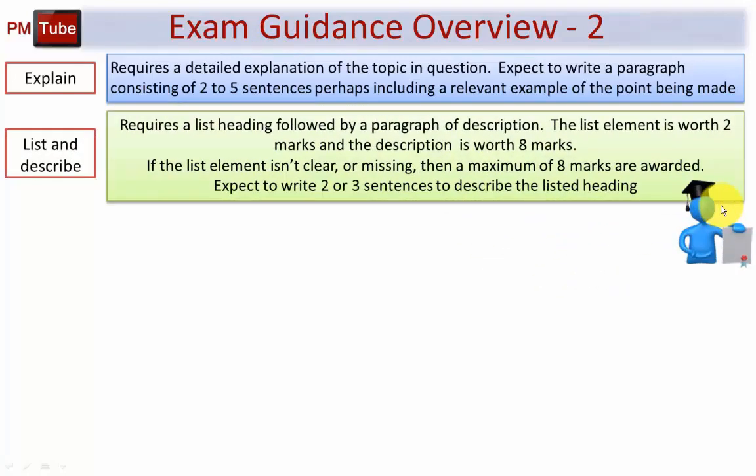You will see a question type called list and describe. What the examiner is looking for here is that they want you to make a list heading followed by a paragraph of description. The list element is worth 2 marks and the description is usually worth 8 marks. So in other words, make it clear, here's the list heading I've got and here's my description. If the list element isn't clear or missing, then a maximum of 8 marks only are awarded, just for your description. You can expect to write 2 or 3 sentences to describe the listed heading.